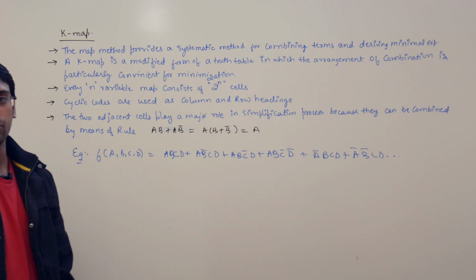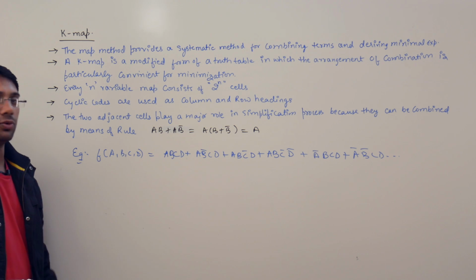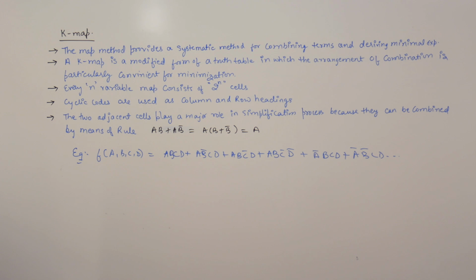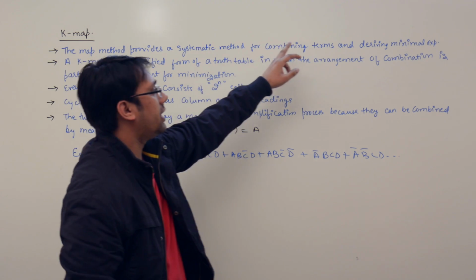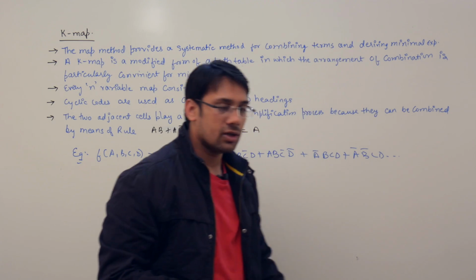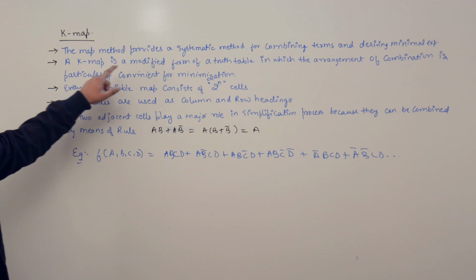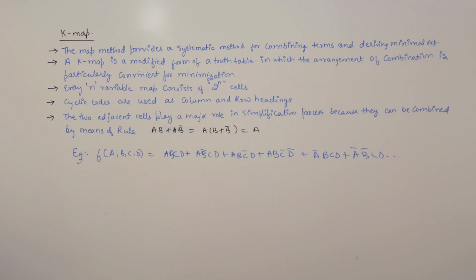Therefore, we introduced one more procedure to solve more complicated Boolean expressions. That procedure is called the K-map. The K-map provides a systematic method for combining terms and deriving the minimal expressions. Next, a K-map is a modified form of truth table in which the arrangement of the combinations is particularly convenient for minimization. I'll tell you each and everything.